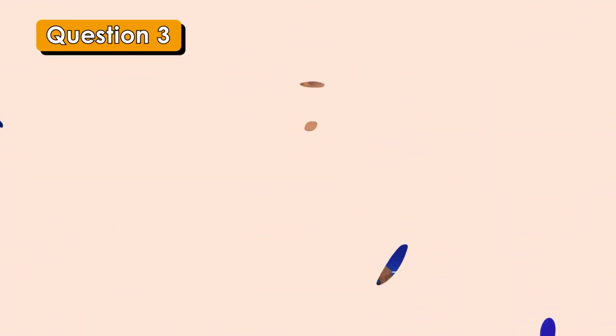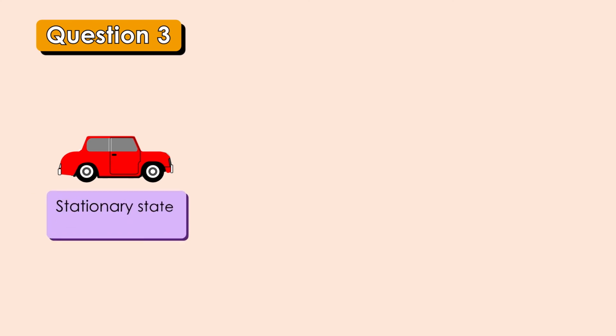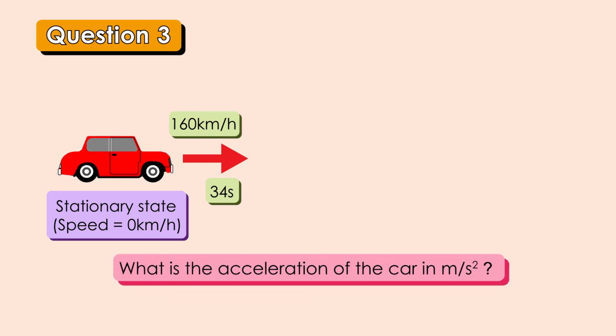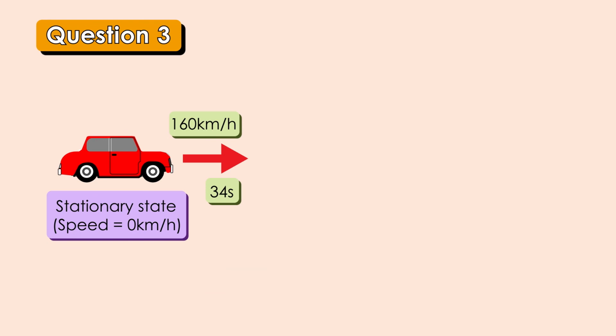Pupils, now let's look at this question. A car moves from a stationary state and accelerates uniformly to reach a speed of 160 km per hour in 34 seconds. What is the acceleration of the car in meter per second square? How do we solve this question? Let's do it together.